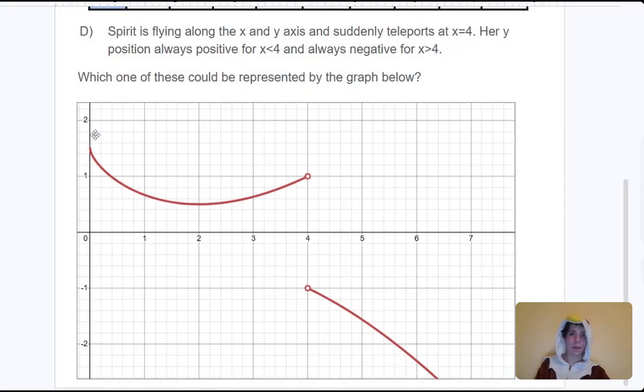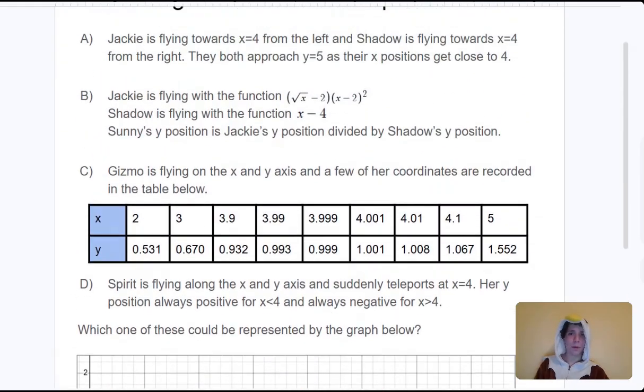Now, you notice that from the left, as x approaches 4, it's 1, and from the right, it's -1. So the limit's not going to exist. So let's try to find one where the limit doesn't exist.